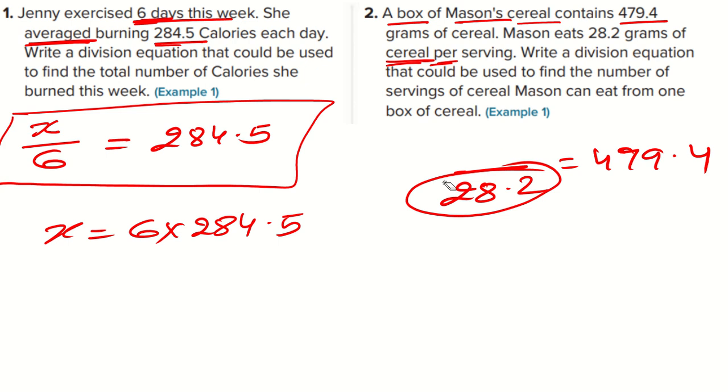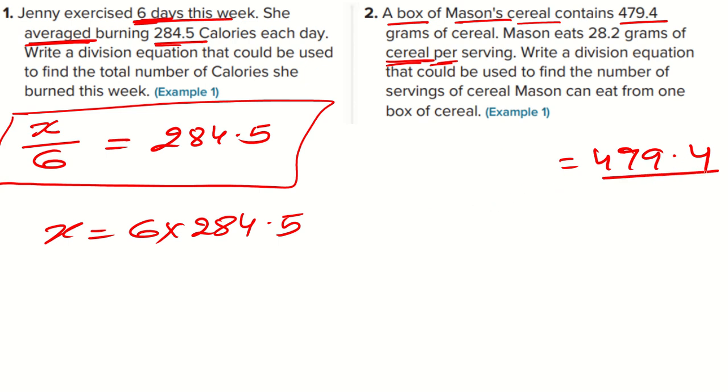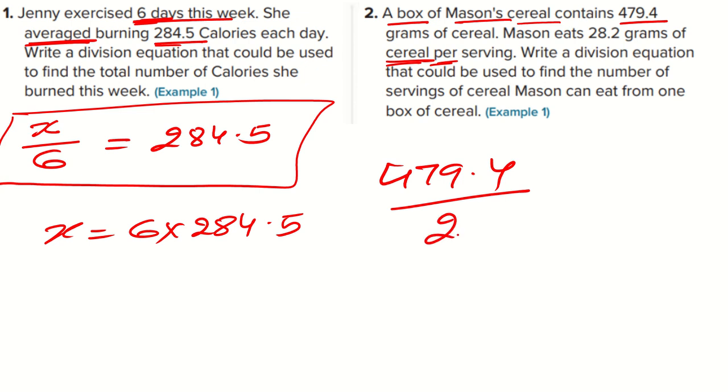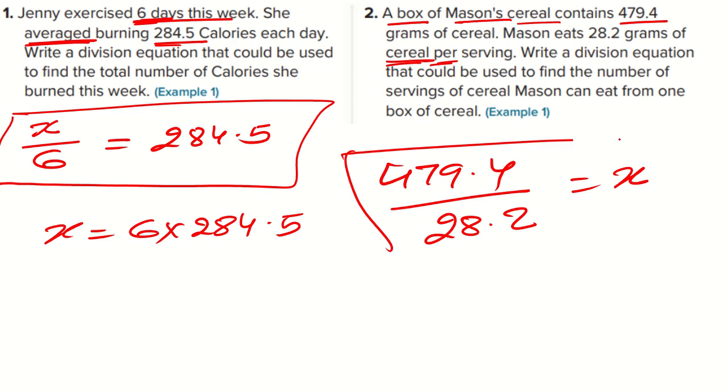So it will not be like this. The division equation will be here: 479.4 divided by 28.2 equal to x. Okay, this will give you the number of servings. How many servings can you have?